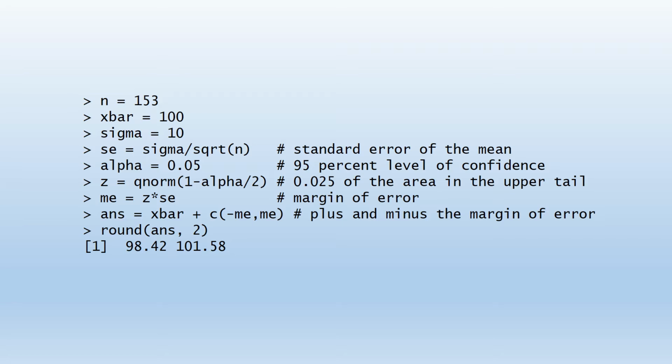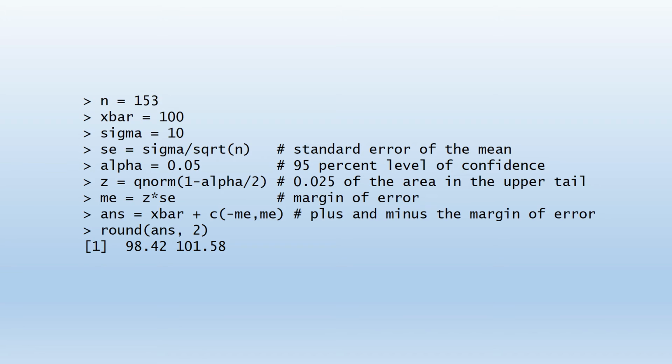In line 6, the object named z is defined using the qnorm function. So inside the parentheses, alpha equals 0.05, so 1 minus alpha over 2 is the same thing as 1 minus 0.025, or the value inside the parentheses equals 0.975. So you combine this with qnorm and you put 0.975 in the parentheses, and this is going to create the z-value that puts 0.025 of the area in the upper tail.